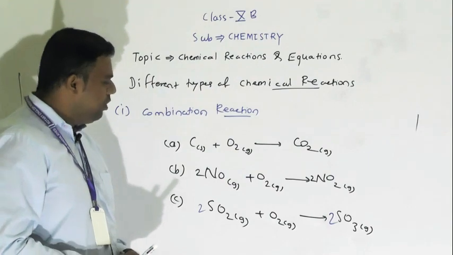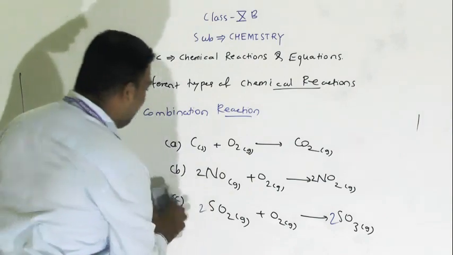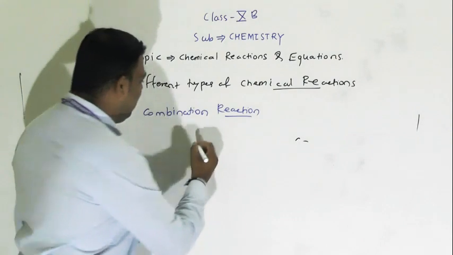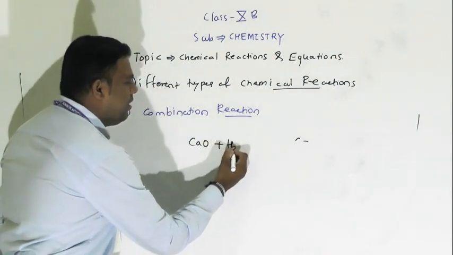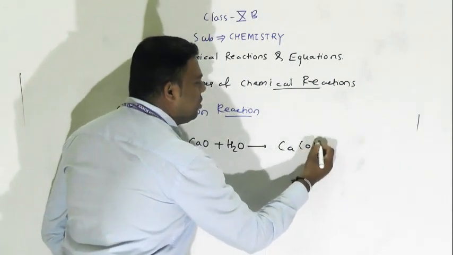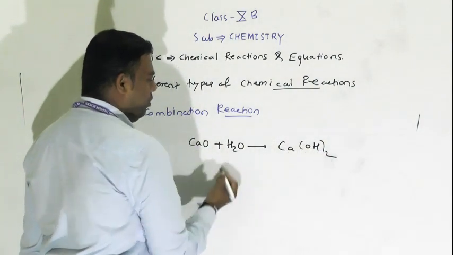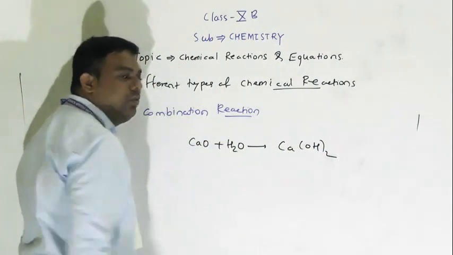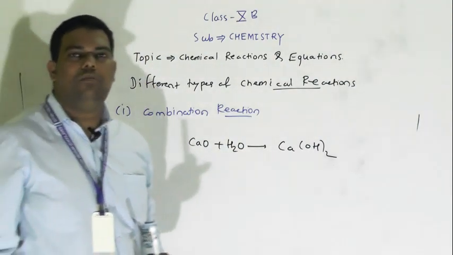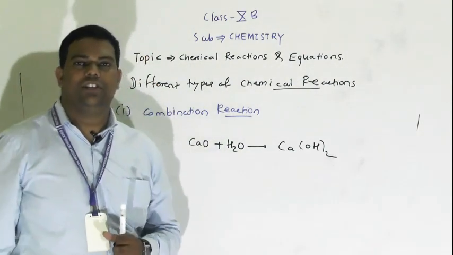Now one more example of combination reaction: calcium oxide plus water gives calcium hydroxide. See here also, oxygen 2, hydrogen 2, and here also oxygen 2, hydrogen 2. This means in a combination reaction, when one or more substances react, a new single substance will form. That is what a combination reaction is.